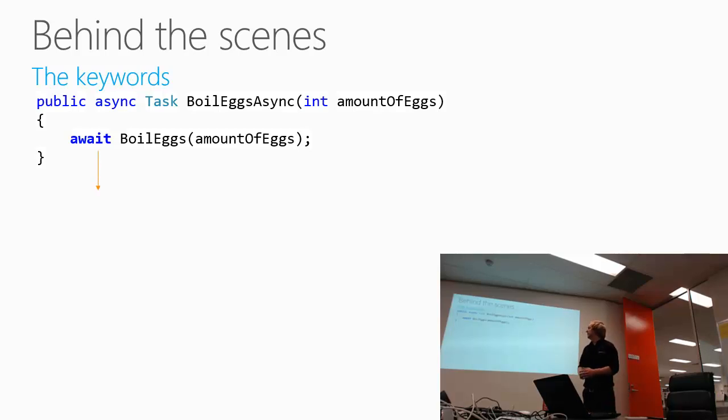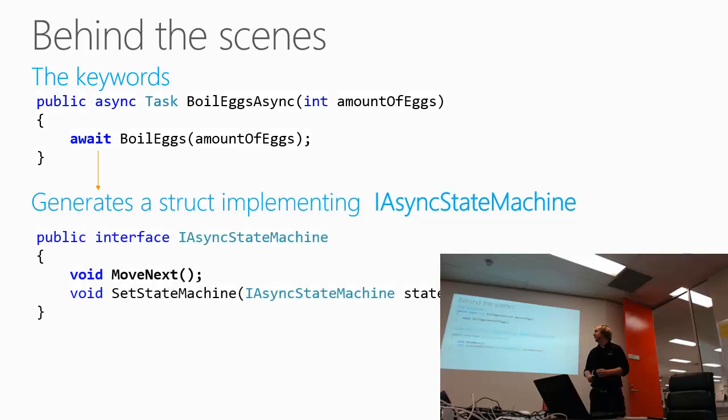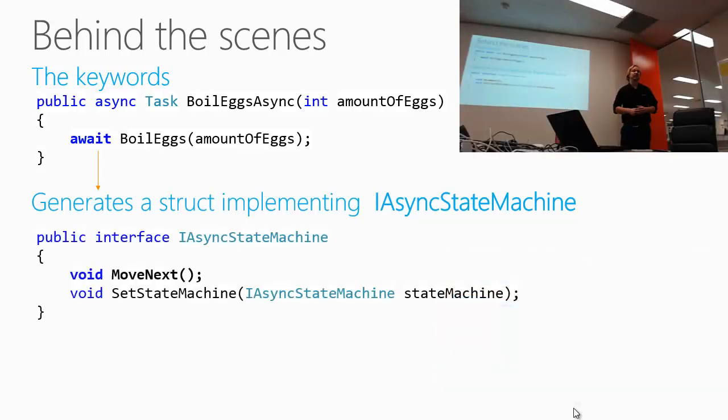So when the compiler compiles this, it generates a structure that implements an interface called IAsyncStateMachine. The IAsyncStateMachine has a method called MoveNext and another method called SetStateMachine. The MoveNext method is the method that handles the state inside the state machine and helps us do all the crazy stuff with the async method.